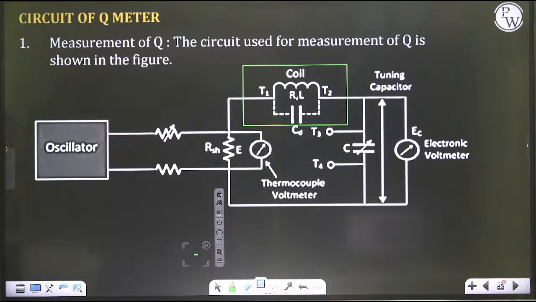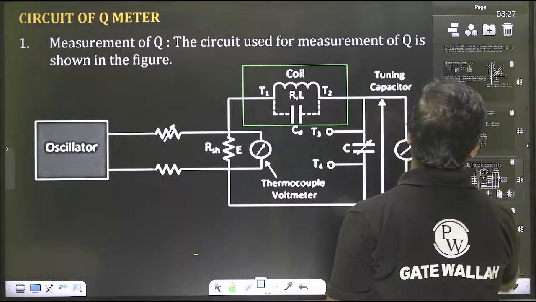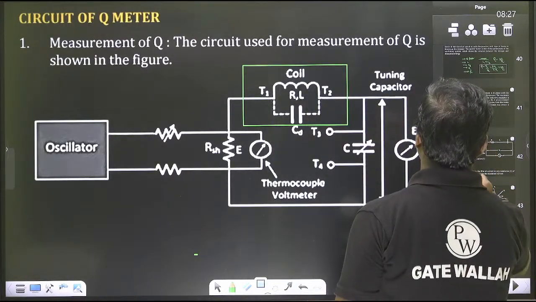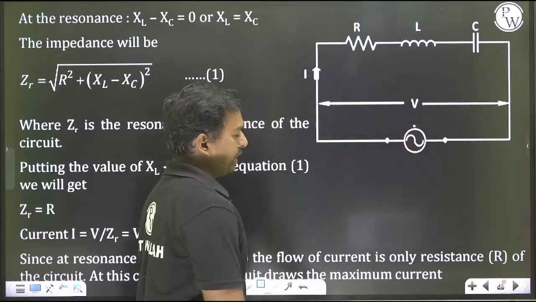Okay. So how is it going to happen? Before understanding this, you have to understand certain concepts of resonance. What is resonance? This is a resonance circuit, the RLC circuit. So at resonance, what is going to happen?